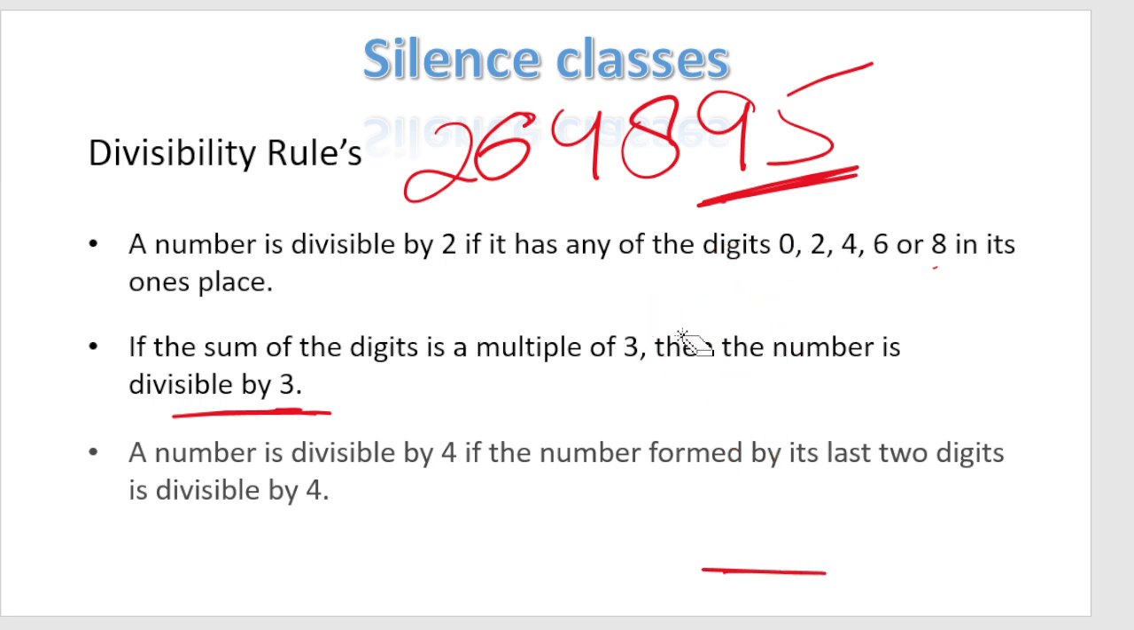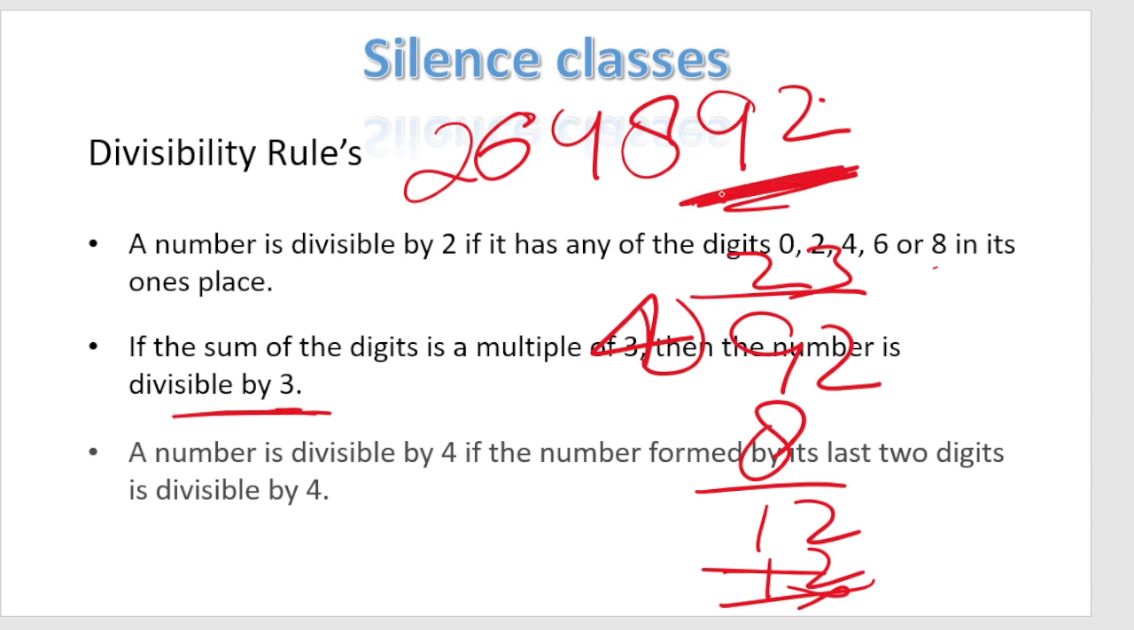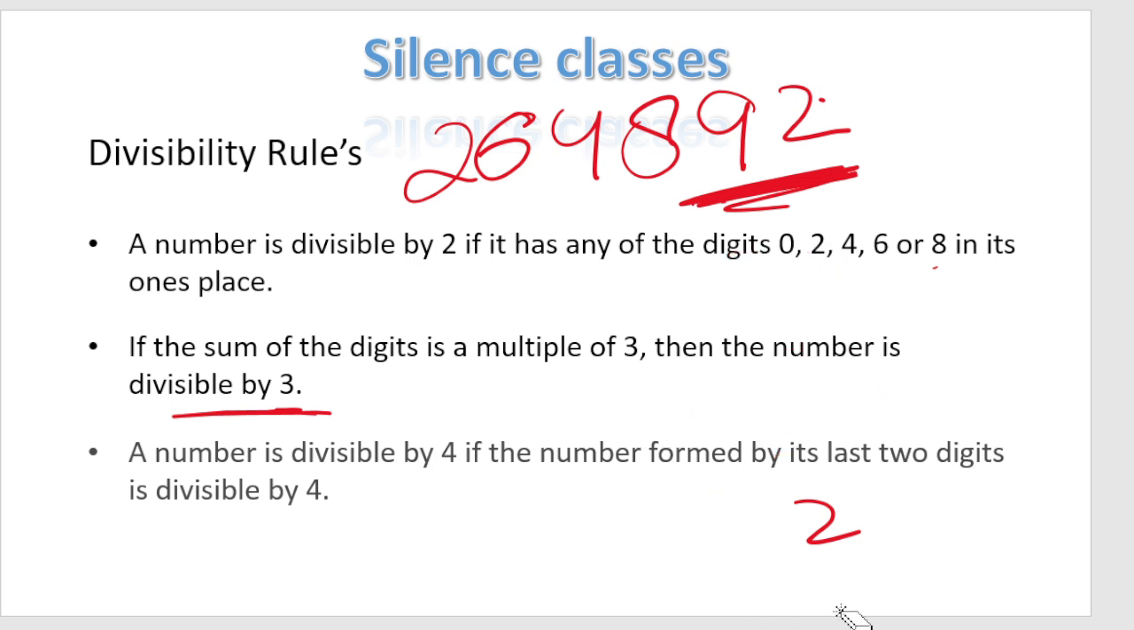Okay, if the number is 264,892, take the last two digits of the number, 92, and divide it by 4. 4 twos are 8, 1 12, 4 threes are 12. This means 92 is divisible by 4. This means the whole number is divisible by 4.